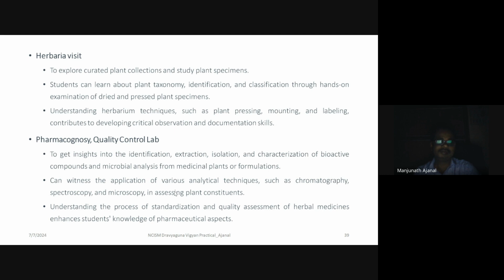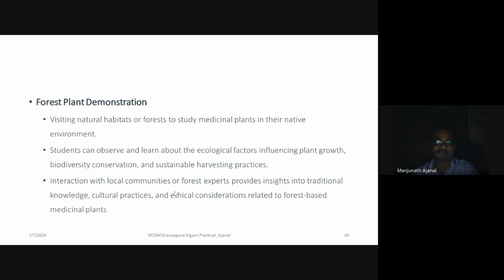And in the quality control lab, they came to know about the different quality control measures of plants, like identification, extraction, isolation, and characterization of the bioactive compounds, and microbial analysis, etc. They can also witness the applications of various analytical techniques in chromatography, spectroscopy, microscopy, etc. And understanding the process of standardization and quality assessment of herbal medicines, all of this needs to be learned, and is a must for the pharmaceutical industry. So that's what the visit concentrated on.